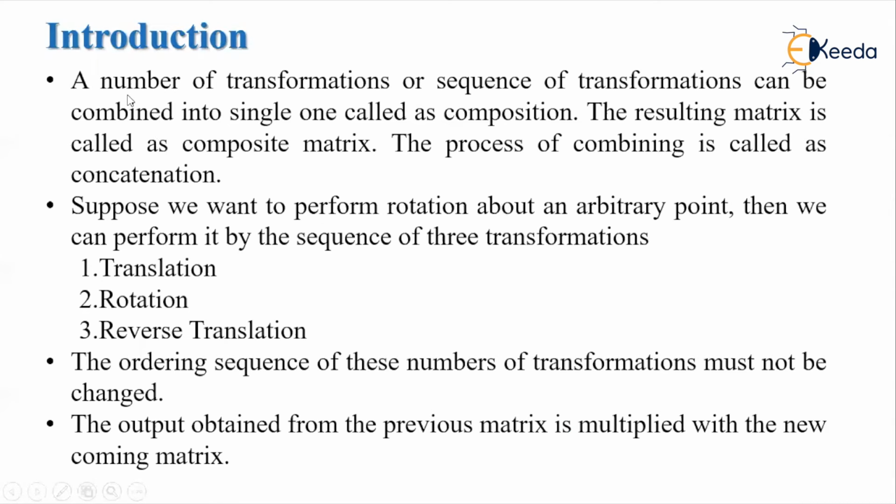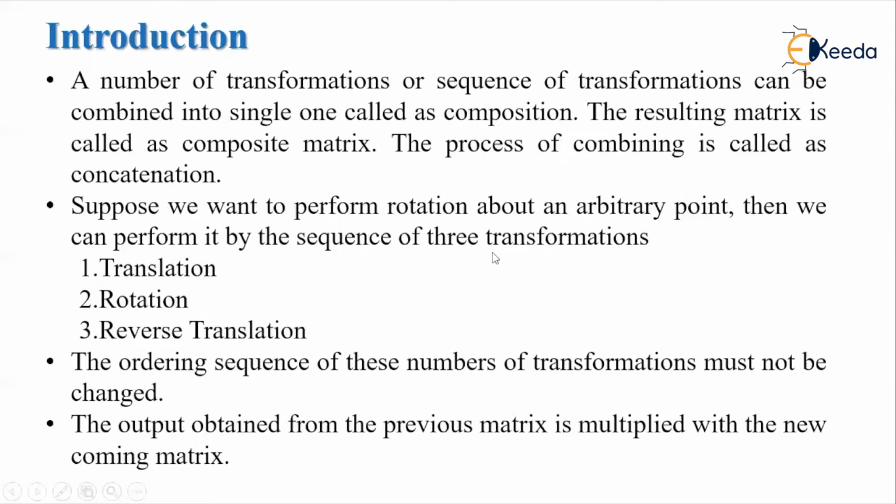Now what is the composite transformation? In this, a number of transformations or a sequence of transformations can be combined into a single one, which is called composition, and the resultant matrix is called the composite matrix. The process of combining is called concatenation. Suppose we want to perform a rotation about an arbitrary point. Arbitrary point means nothing but a point other than the origin.